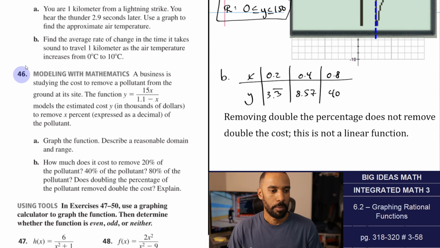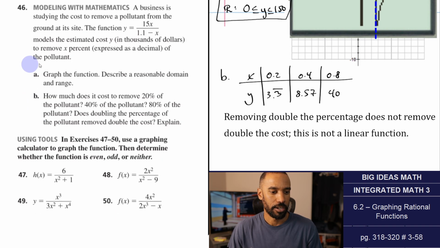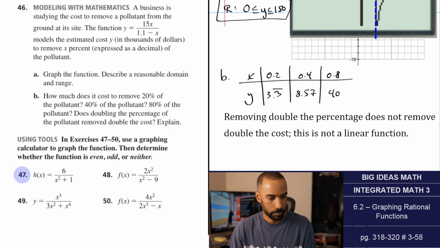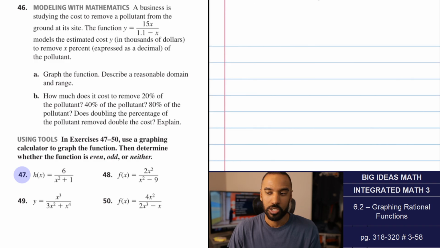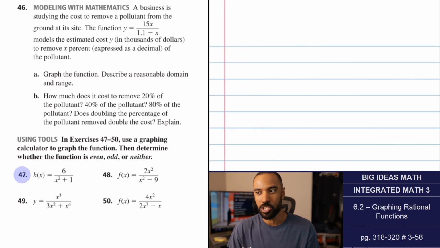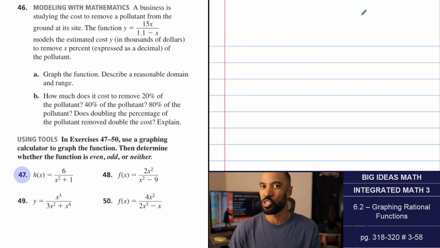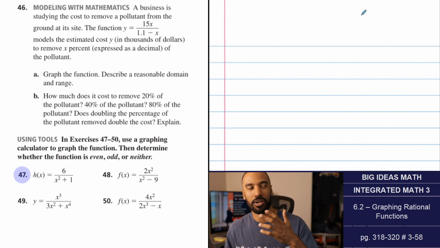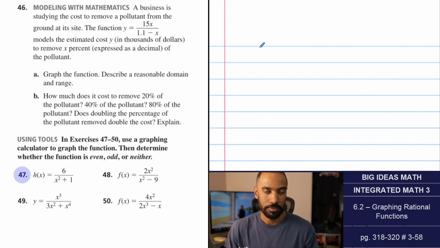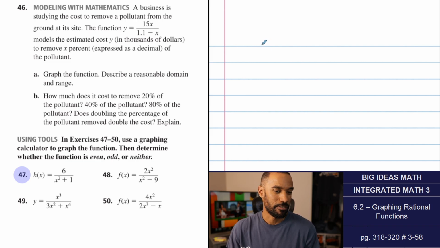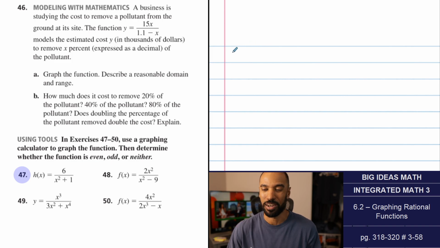Okay, numbers 47 to 50. Use a graphing calculator to graph the function, then determine whether the function is even, odd, or neither. These questions are interesting because these are ones where I'd actually like to do it almost without a graphing calculator. I'm not going to plot specific points outside of x and y intercepts, and if holes existed, and I don't think holes will exist here. You guys might not know much about holes.